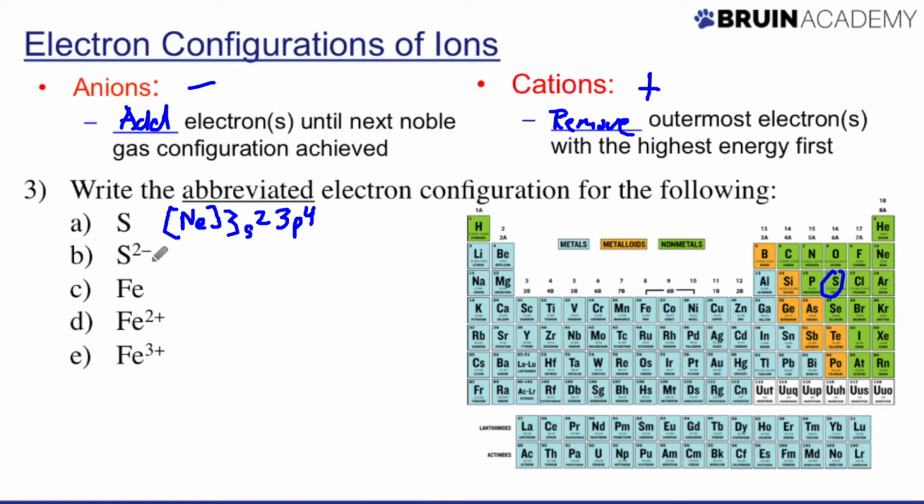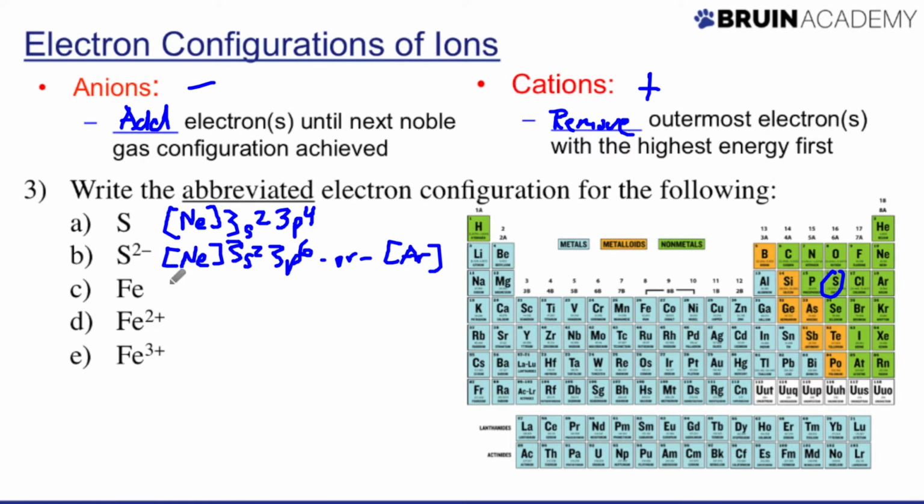If I add 2 electrons, the 2 minus means I'm adding 2 electrons, I add them to the p, because my s is already filled. So basically it becomes neon 3s2 3p, instead of 4, it's going to be 6. Now, you could also write your answer as argon, because by adding 2 electrons, you have the same number of electrons as argon. We call this sulfide ion, S2 minus, isoelectronic with argon because it has the same number of electrons. So either of these answers would be correct.